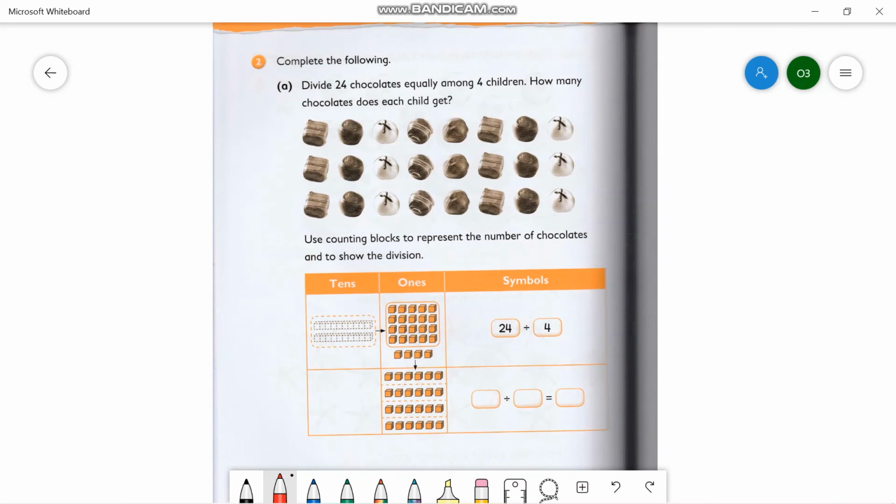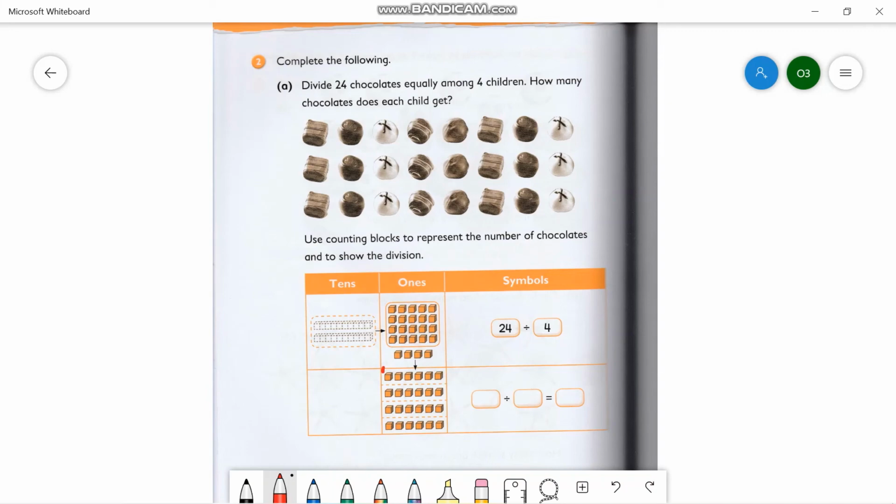Now, let's go to number 2, page 144. Complete the following. Divide 24 chocolates among 4 children. How many chocolates does each child get? Okay, so we have to divide it into 4. 24 divided by 4. Okay, so we can use the counting blocks here. So you have to break 2 tens into ones. So 2 tens into ones is 20, plus the 4 here makes 24.